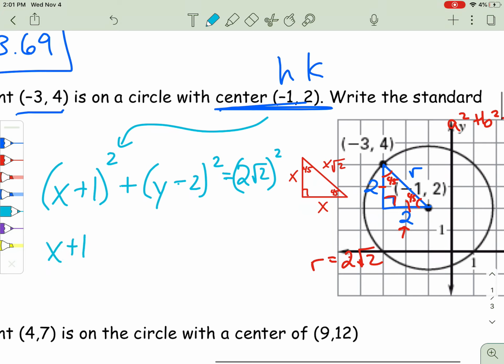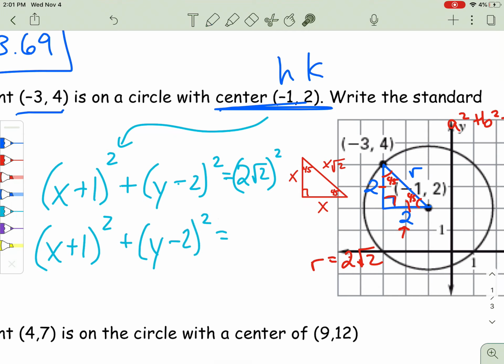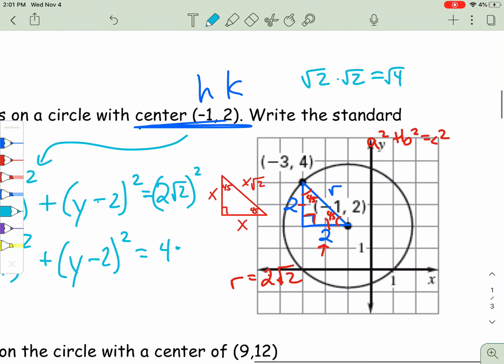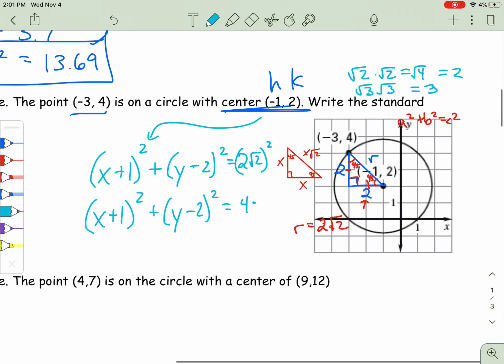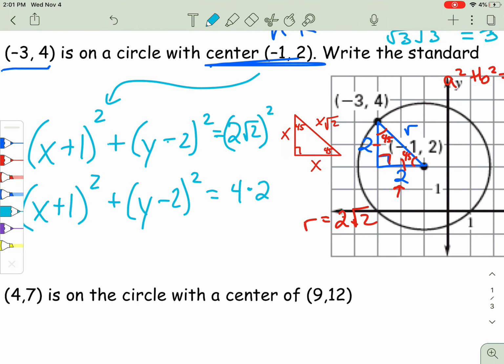Okay, and again, as I simplify this, 2 squared is 4. And radical 2 squared is just 2, because it would be radical 2 times radical 2, which is just radical 4, which is 2. So remember that any radical times itself is just the number that's underneath the radical symbol. So this would be 4 times 2.